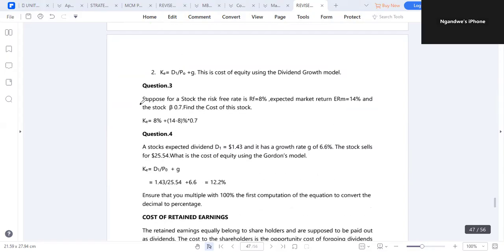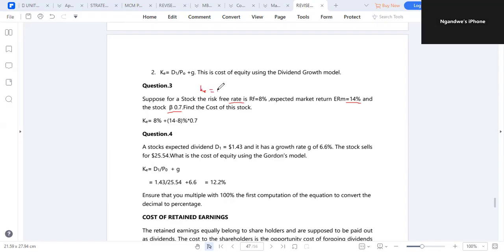So we're told that suppose we have a risk-free rate of 8%, so RF is 8%, an expected market return of 14%, so ERM is 14%, and the beta is 0.7. So remember our formula is what? Cost of equity is equal to what?